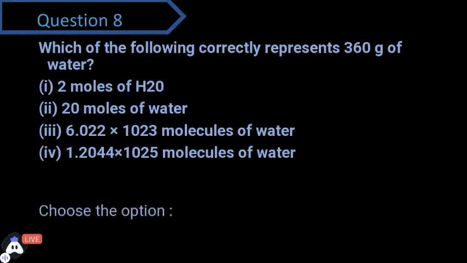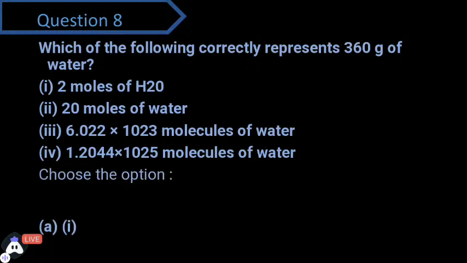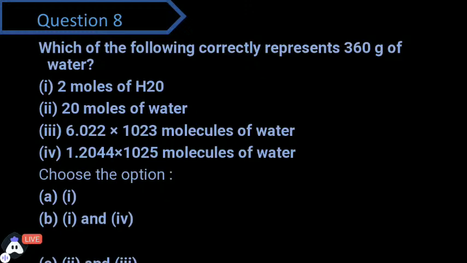The options you have to choose are the multiples. Only first is correct. First and fourth are correct, followed by second and third. And the last is second and fourth. I've started getting the answers as well. Let's check it out. Which of the following correctly represents 360 gram of water?